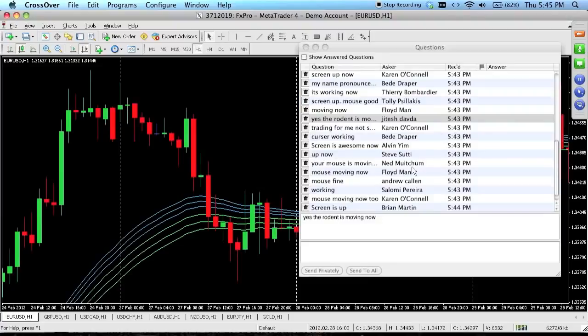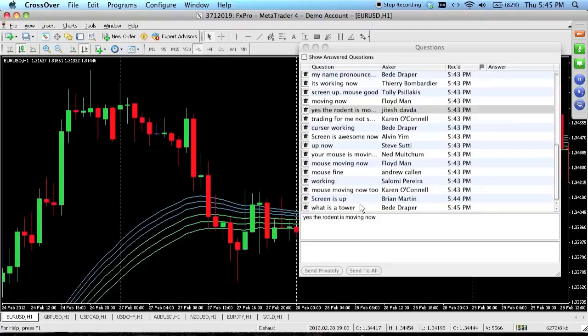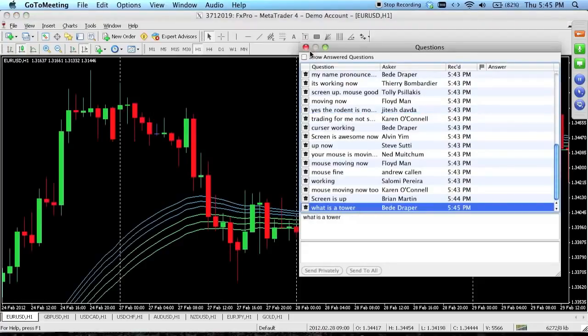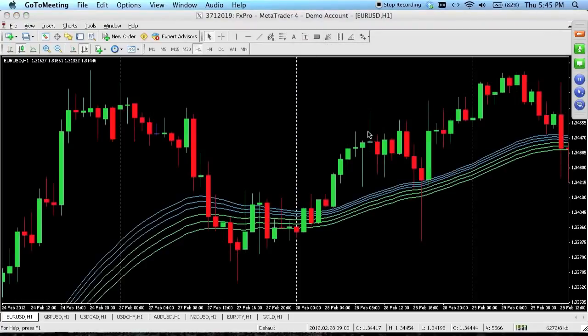Okay, so now, Bede, you're asking what is a tower. It is basically a candlestick that is approaching the MA. We call that the towers. Consider this, the MA, as the sky. Okay, on this particular one, the market is in an uptrend. You can see that the MAs are quite open. They're not too congested. They're quite open.